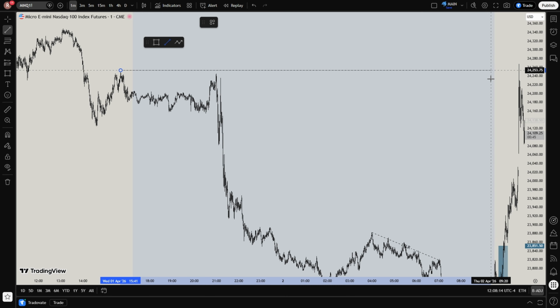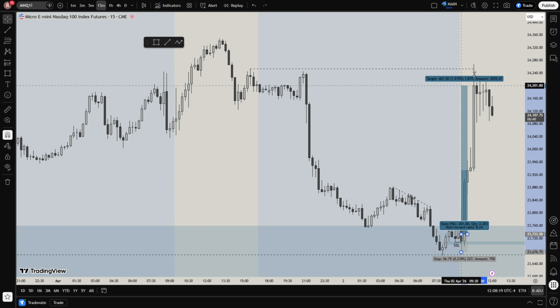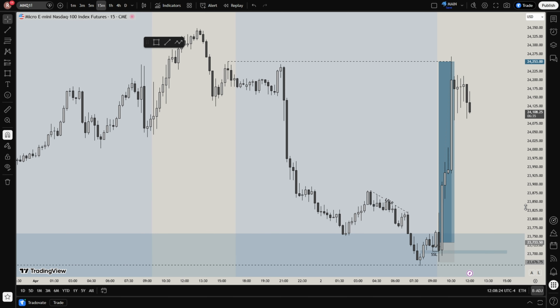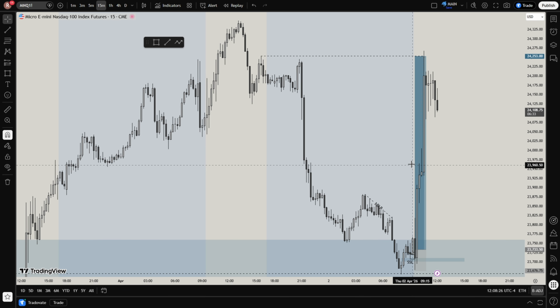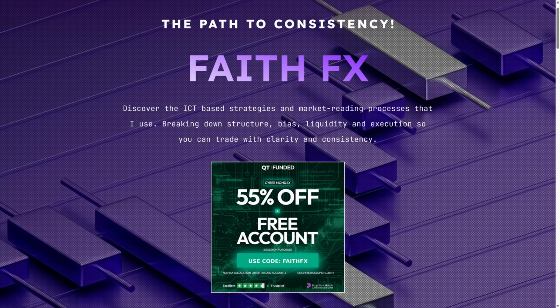So this example shows you exactly how the 15-minute time frame acts as that middle layer. It connects the higher time frame point of interest with the lower time frame confirmation. And when you follow this process step by step, you're not guessing, you're building a structured continuation trade with multiple layers of confirmation. So that's how you use the 15-minute time frame for continuation trades the right way. It's not about taking random entries. It's about building a clear sequence: higher time frame reaction, 15-minute refinement, and lower time frame confirmation.